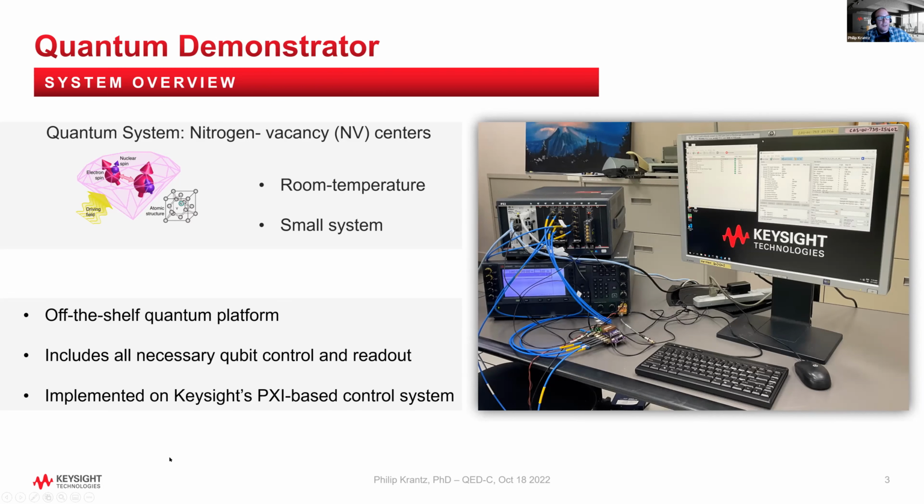In addition to the electronics here, you have a small device about the size of the Rubik's Cube that Adrian mentioned, which is the actual quantum device. So this is all you need to demonstrate a quantum phenomenon. The idea is that this is an off-the-shelf platform that is ready to use, and it includes everything that you need in terms of control and readout. As you can see here, the motivation from Keysight's side is that we supply the electronics to control this device, and it's built around the PXI system.